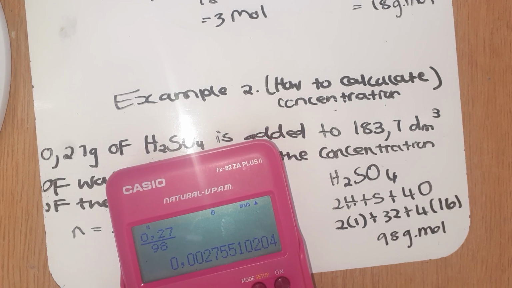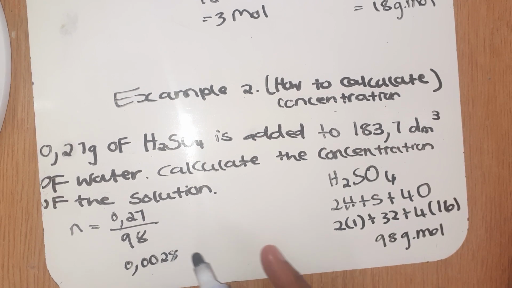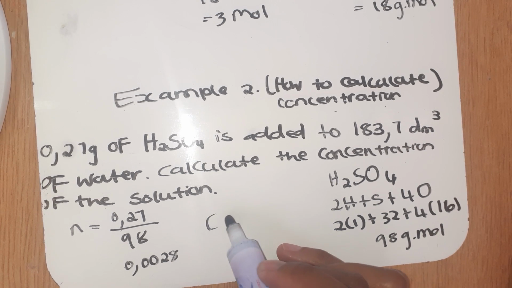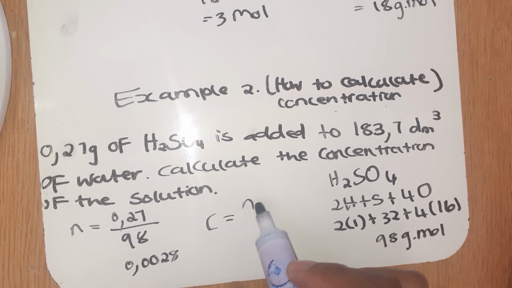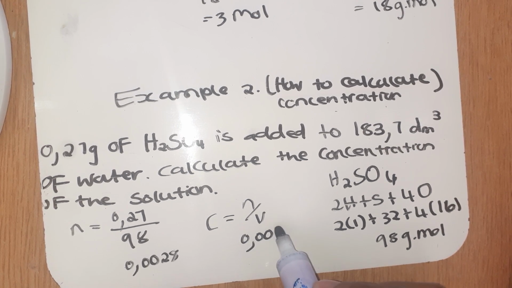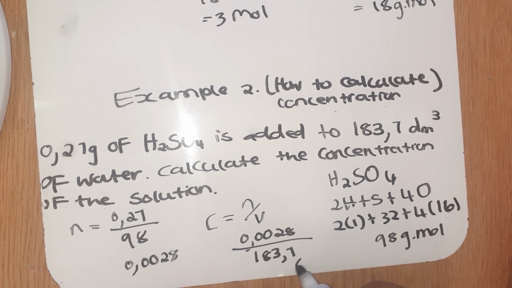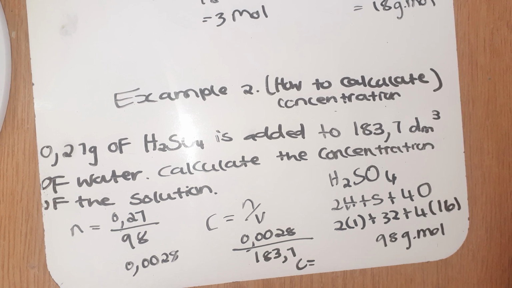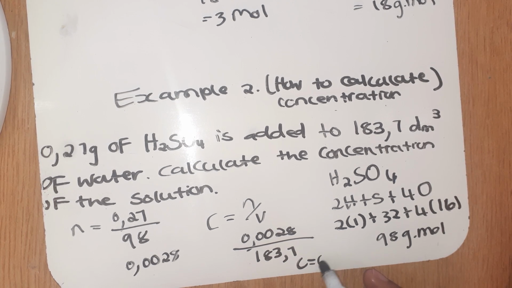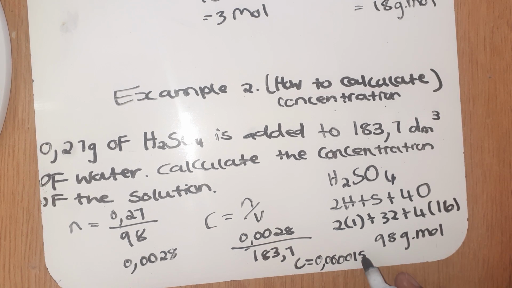So let's say 0.0028. And then concentration will equal n over V, that is 0.0028 over 183, and the concentration is 0.0000015, rounded off.